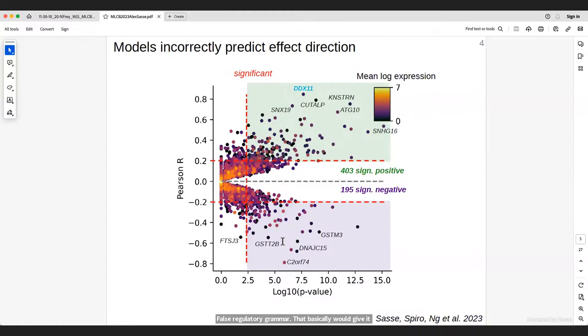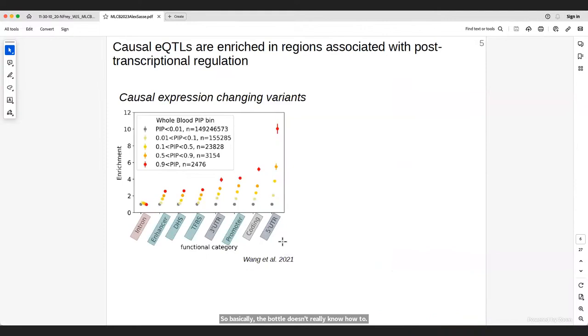However, when we investigated this further, we saw that it's actually not a misinterpretation of the regulatory grammar, but more an uninformed bias towards variants that are close to the TSS. So basically, the model doesn't really know how to predict changes with differences between individuals.